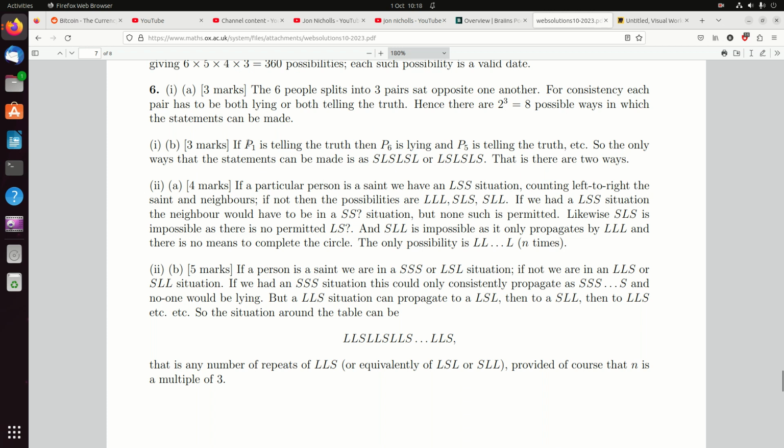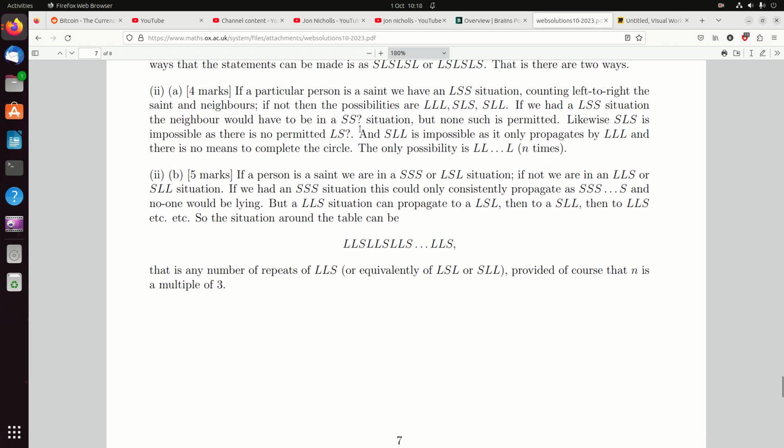Okay, this was fine. We got 8 possible. We got 2 possible there. That was fine. And look, they don't go into that much detail. They're talking about consistency, though, which is definitely the word you want to use in these logic problems. And they've used the same notation as me with S's and L's, which is nice. But they don't go into that much detail for those first 2, so I'm guessing that's fine.